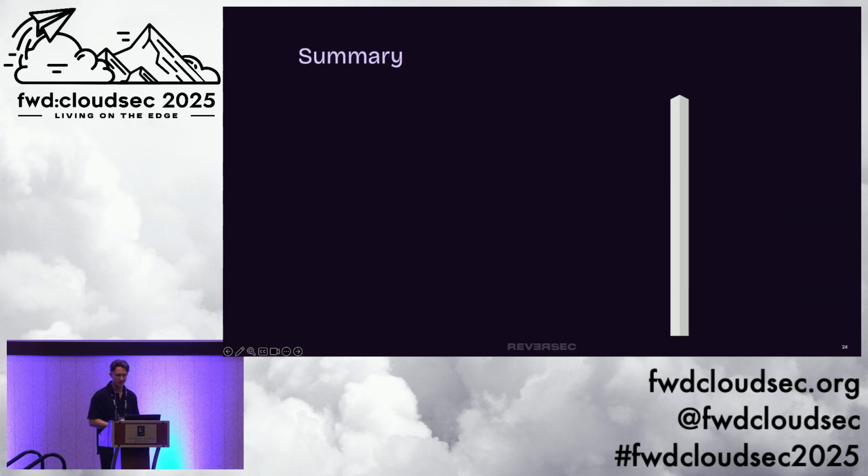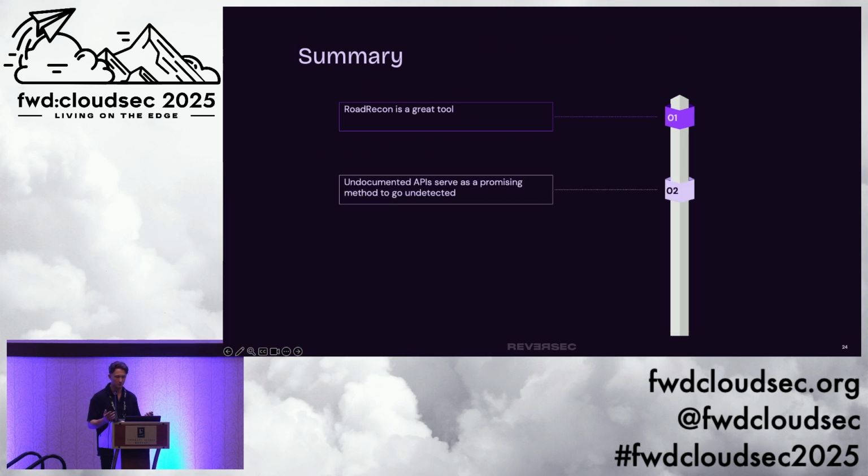So I know we're running out of time slightly, so I'll move on to the summary. To summarize, ROADRecon is a really great tool. It's really useful for us on engagements. The AAD graph changes were going to completely break it, and we really needed to fix this. New undocumented APIs serve as a really promising method to go undetected, and defense in depth is really crucial. So building a set of detection logic around Microsoft Graph logs and activity logs, and ensuring that you've got telemetry being ingested across the estate from multiple sources is a great way to do that, and strong conditional access policies.